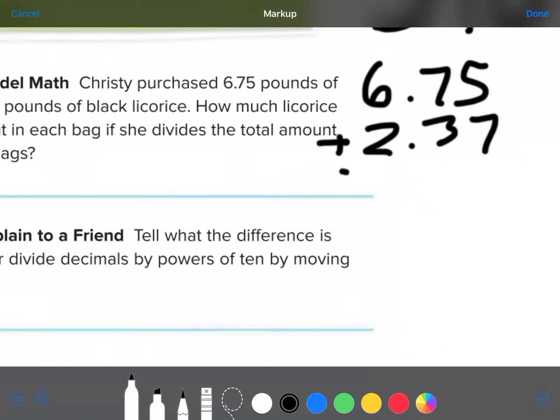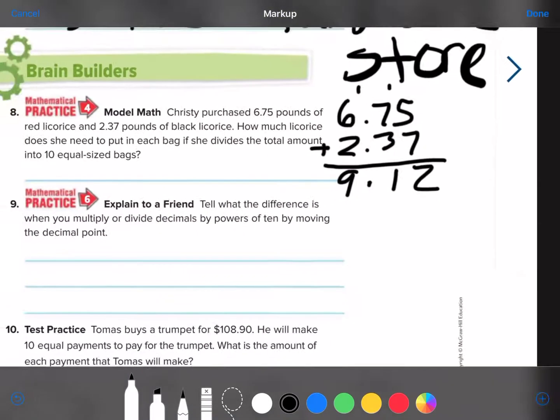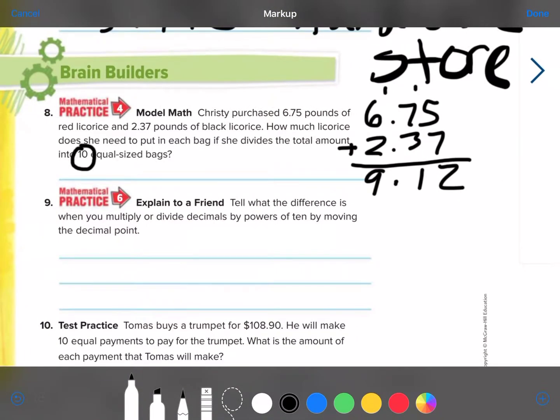Okay, 5 plus 7 is 12. 7, 8, 9, 10, 11. Decimal points, remember you line up when you add. 6, 7, 8, 9. 9.12. Now we're dividing by 10, so that means the decimal point goes over one spot. So then our answer is going to be 0.912 of a pound.